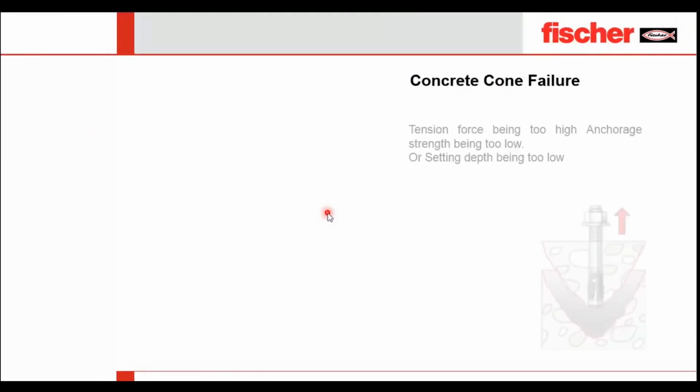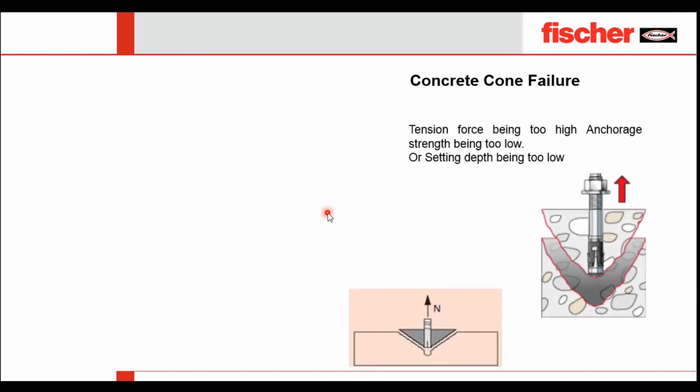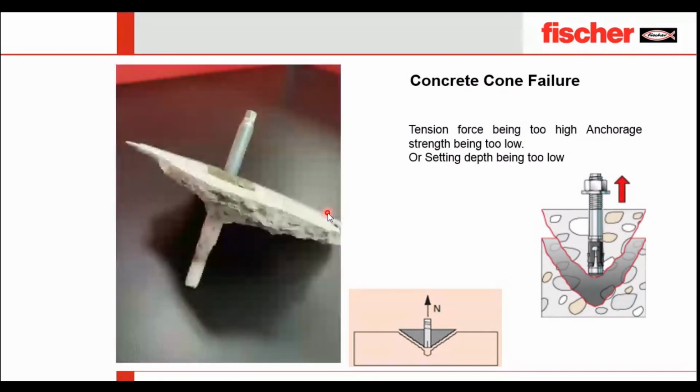Moving to the third, concrete cone failure. This occurs when the tension force is too high, where the anchor strength is too low, or the setting depth is too low, where you don't have enough anchor depth, then you can find this type of failure. For example, here you can see a concrete cone failure.